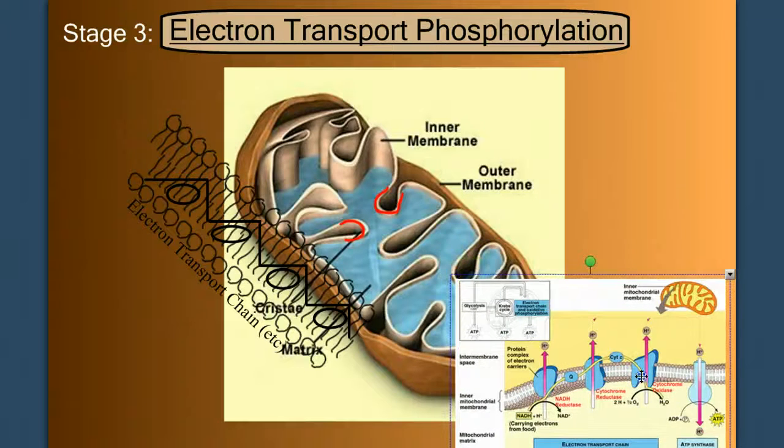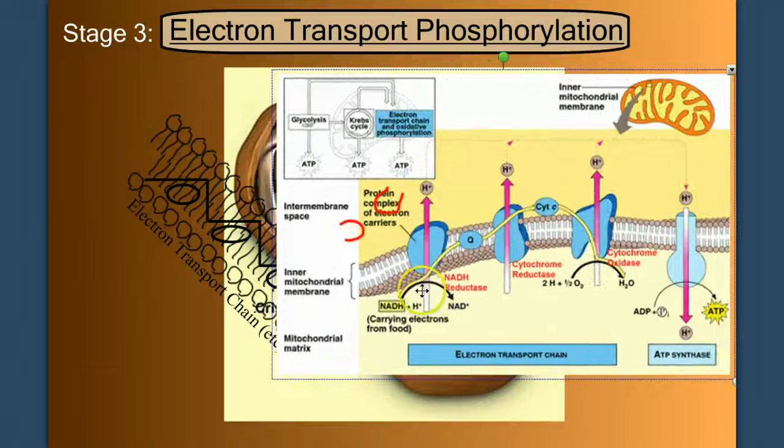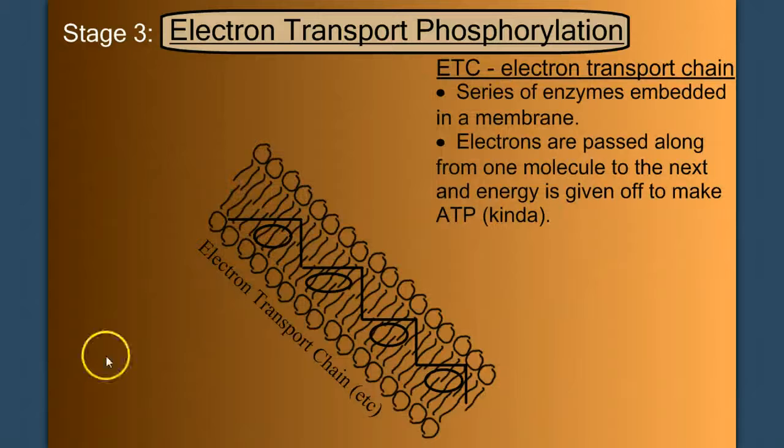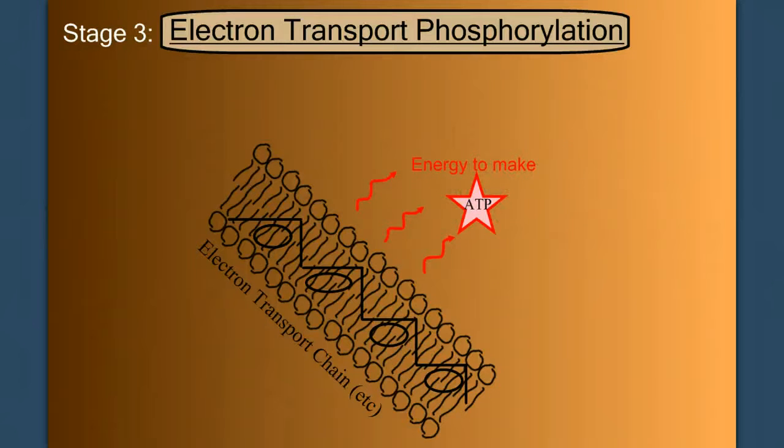Here's a diagram. It's a series of enzymes embedded in a membrane, and electrons get passed along, and in doing so, we're going to make ATP. So let's look at this in isolation. This electron transport chain is embedded in the inner membrane of the mitochondria. And as electrons get passed along, energy is given off to make ATP.